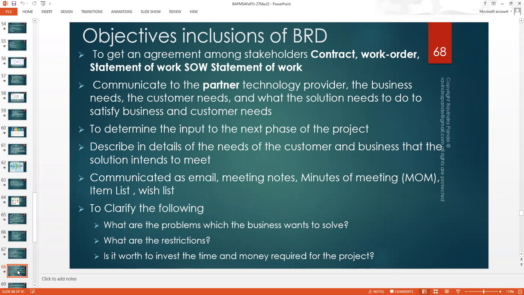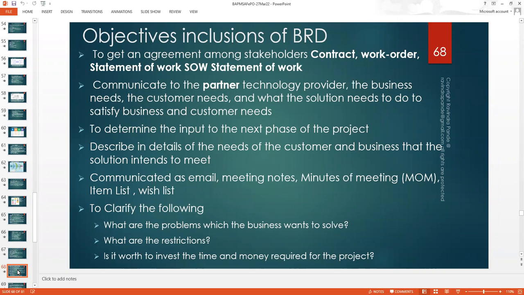Of course, we take all the inputs required for the further phases of the project as well. There should be a phase one. If the work is bigger than can be completed within a couple of months, we might have a phase-wise project, solution, or services development step by step. And then the requirement has all the detailed needs of the customer and the business that the solution intends to meet.